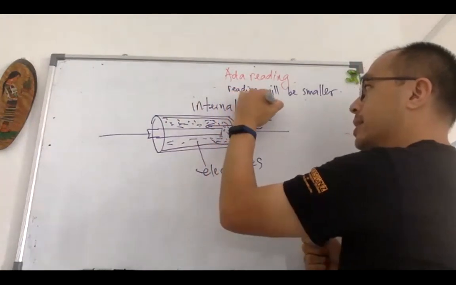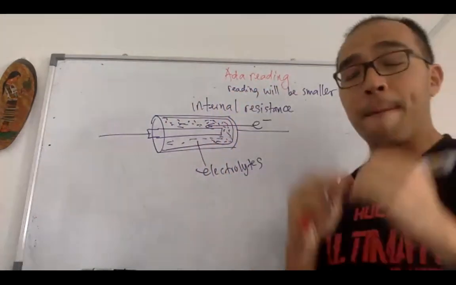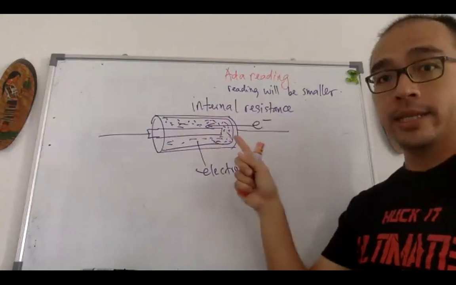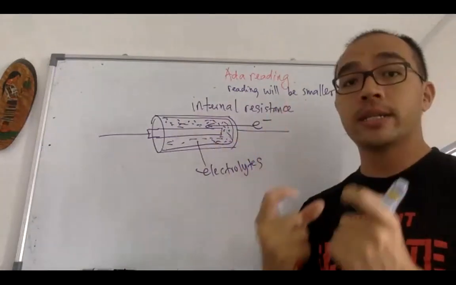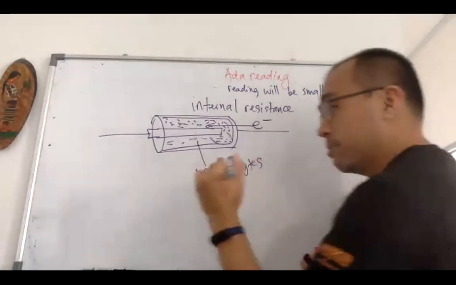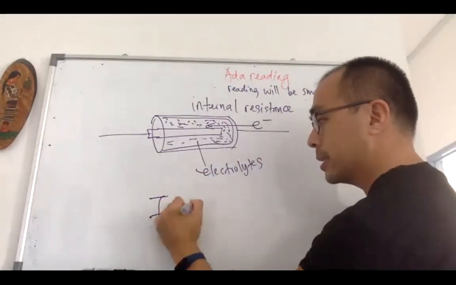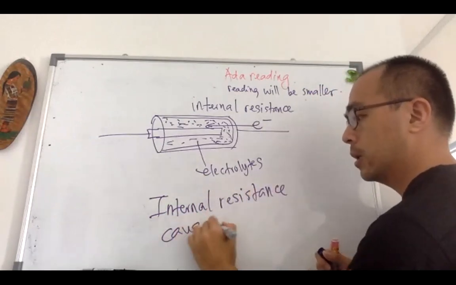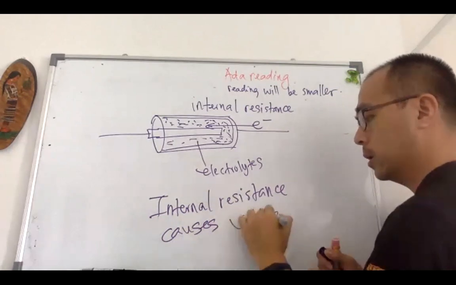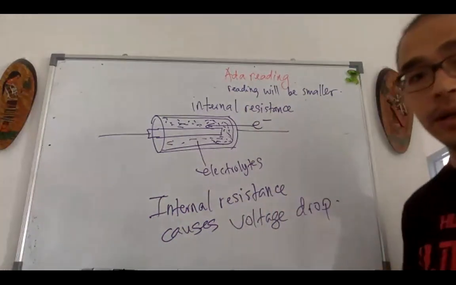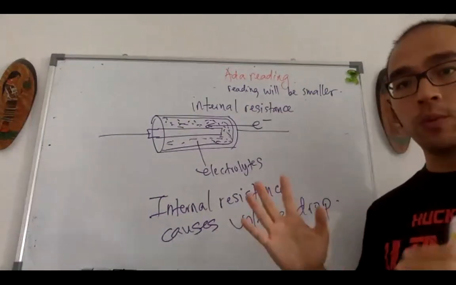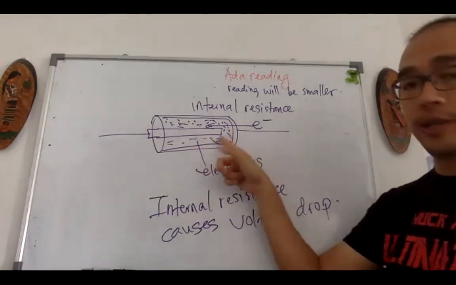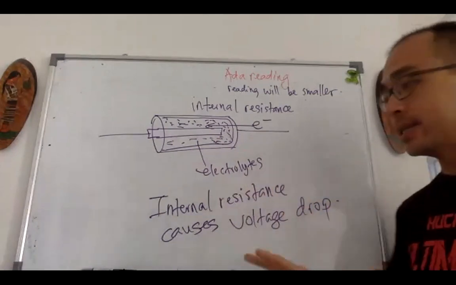The internal resistance is the resistance that is caused by the battery itself. And we find that internal resistance is what causes the voltage drop. I'm going to write it out here because it's the most important one: the internal resistance causes the voltage drop. The singular most important thing that we need to remember when we're talking about internal resistance, because of the electrolytes in the battery, is that it is what causes that voltage drop.